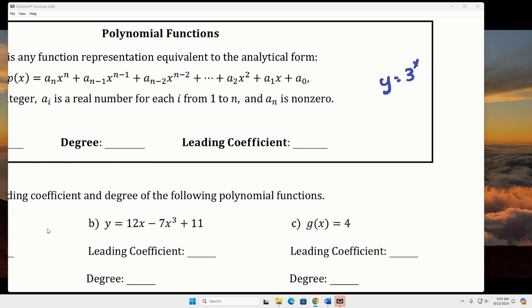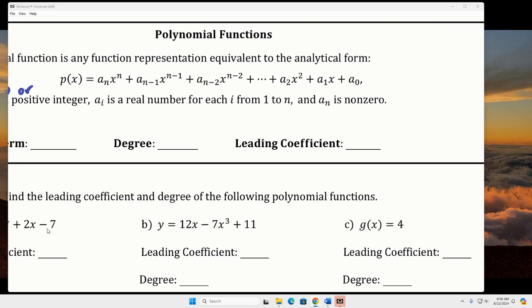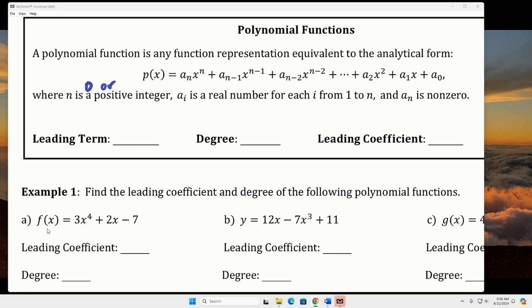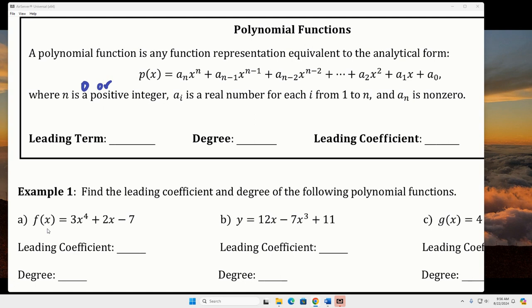All right, a sub i, which represents all the coefficients, has to be a real number. Now you guys are the first Algebra 2 class since I've been teaching that did not learn about imaginary numbers. We're going to learn about them next week. So any number that you've ever heard of your whole life is a real number. So it's fine. Pi, is pi a real number? Yeah, it's 3.14, and so on.